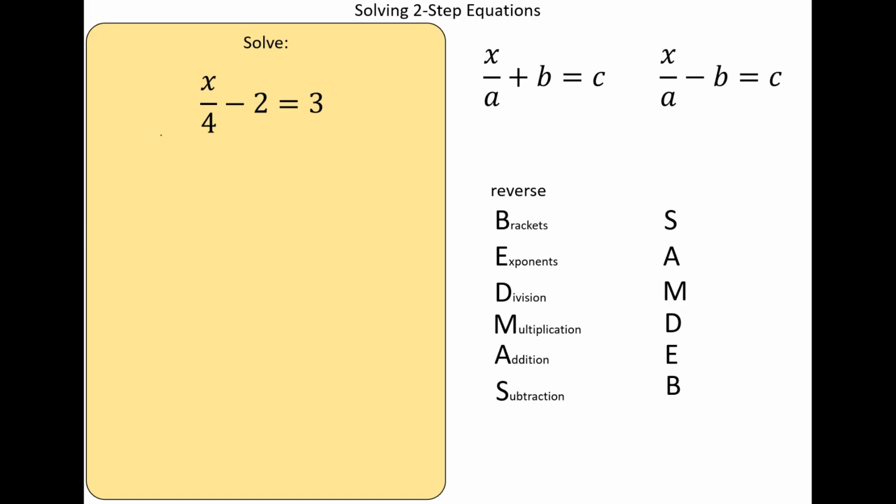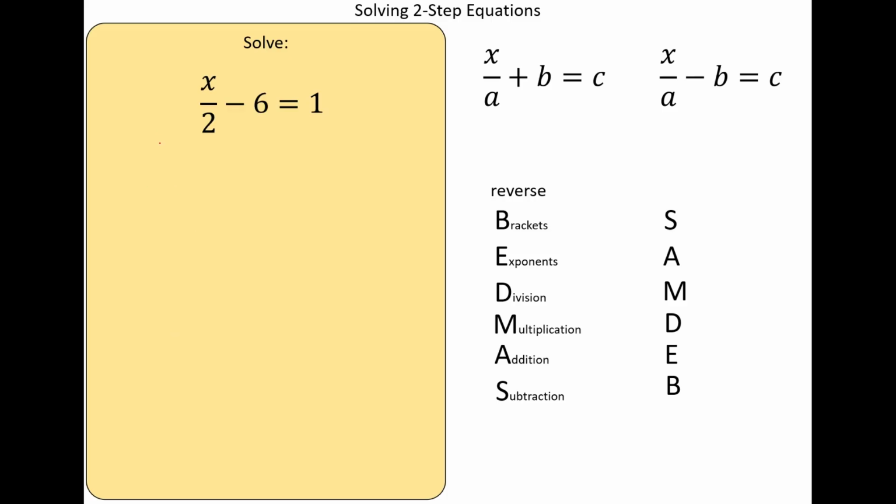Okay, let's go over another example. In this case, I'm also going to use reverse BEDMAS, which is SAMDEV. So I want to undo subtraction and addition first. Since I'm subtracting 2 from x, I want to get rid of it and do the opposite. I'm going to add 2 to both sides, because whatever I do to one side, I have to do to the other side. Now I just have x divided by 4 on the left side. On the right side, I have 3 plus 2, which is going to be 5. Now because x is being divided by 4, I'm going to multiply by 4 on both sides. Now on the left side, I just have x. And on the right side, I have 5 times 4, which is going to be 20. So x equals 20.